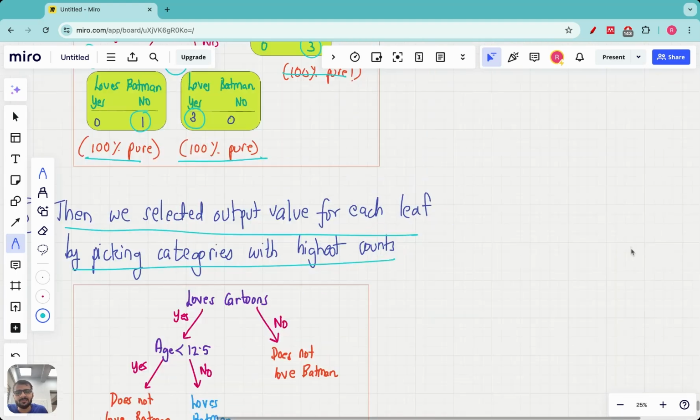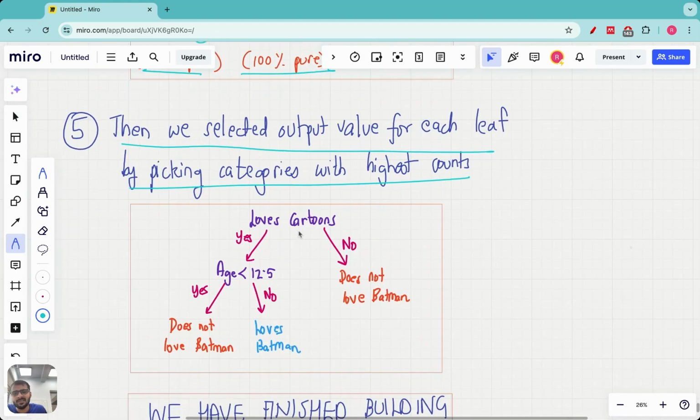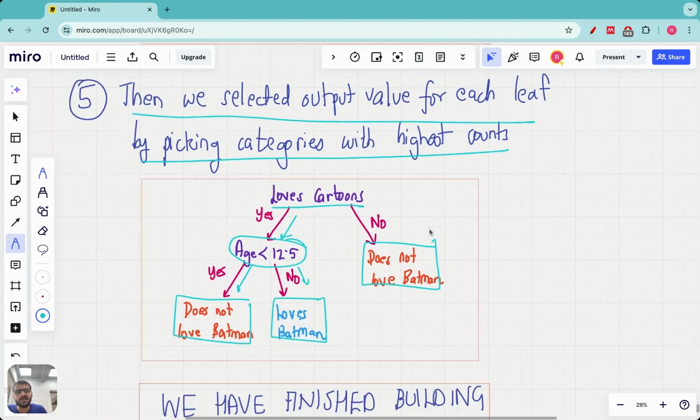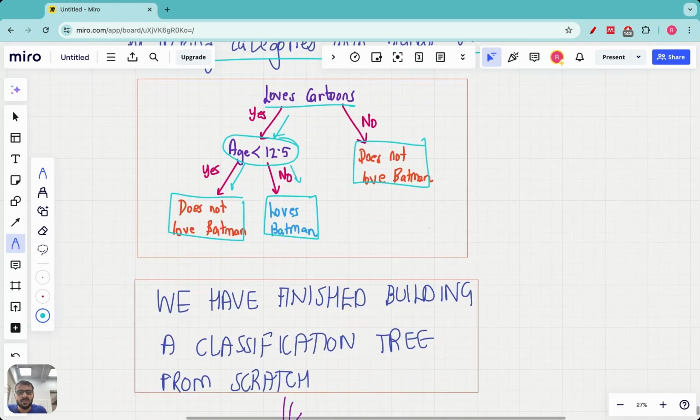So this is the last step, and after selecting the output value, our final tree looked like this: loves cartoons, yes, no. Then ask for age less than 12.5, split it into yes and no, and finally we get, for yes, if age is less than 12.5, they don't love Batman. If age is greater than 12.5, they do love Batman. And if they don't love cartoons in the first place, we can confidently say that they don't love Batman.